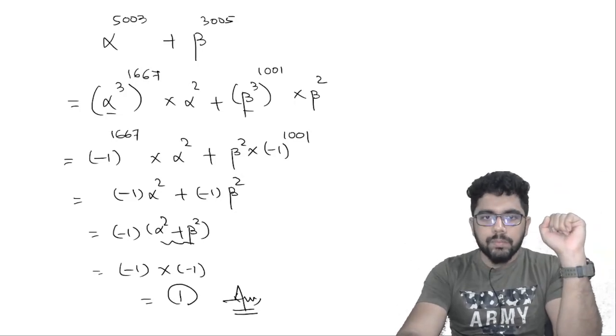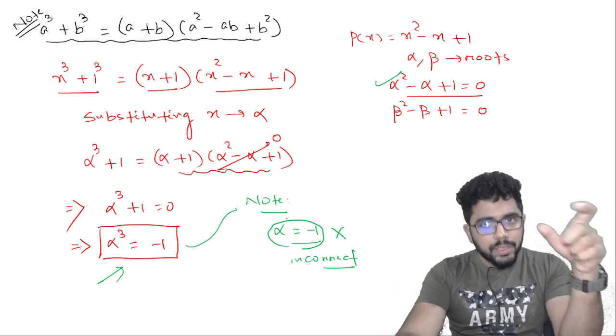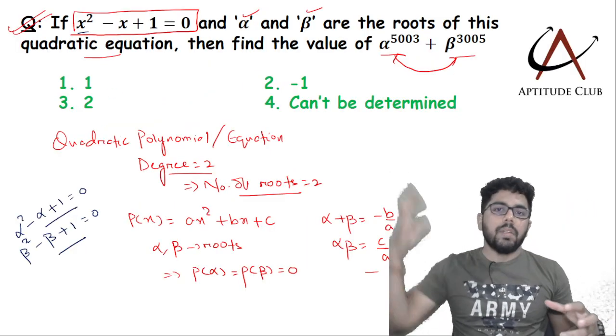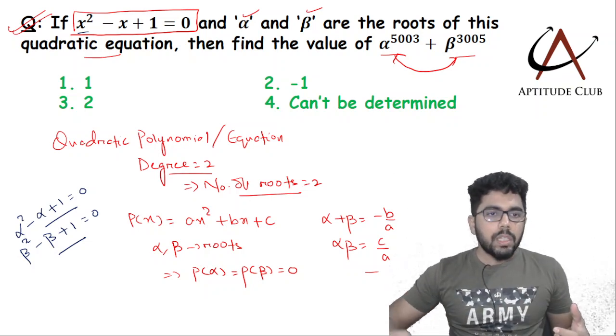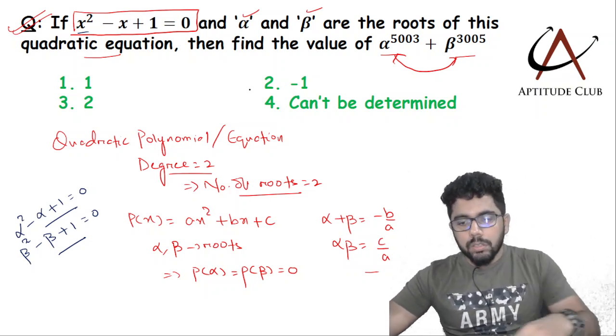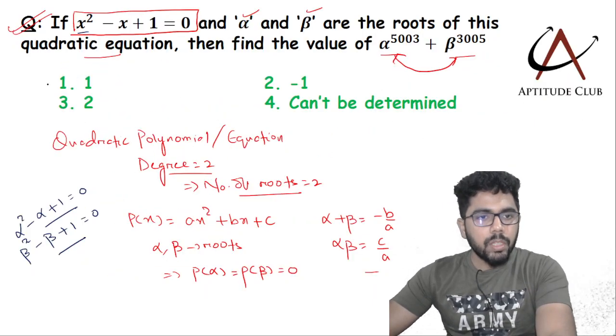Okay, so the clue was the moment you see higher powers, you should understand that we will not calculate something to the power 5003 basically. It has to do something with identities. So the answer here is minus 1, sorry, minus 1 into minus 1, the answer is plus 1. So option 1.